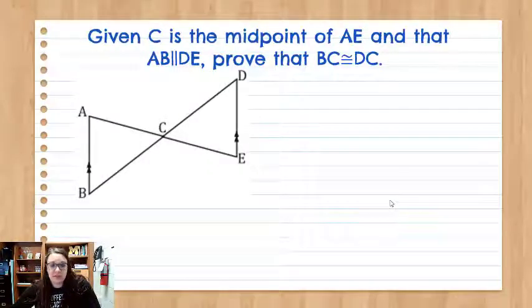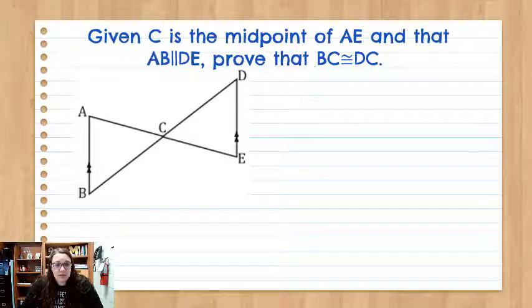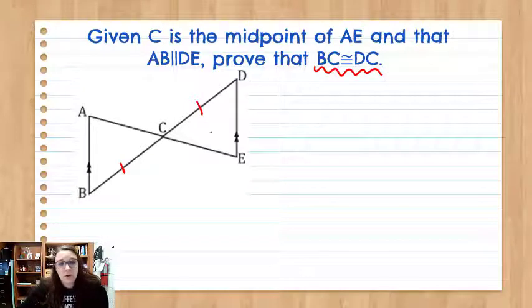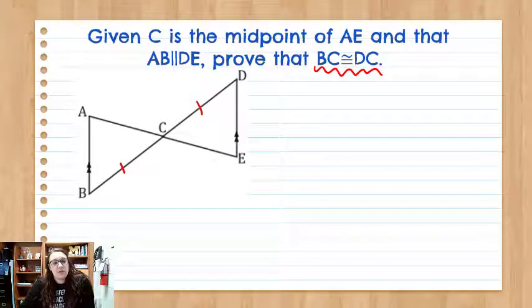The first one actually has some triangles in it. It says given C is the midpoint of AE and that AB is parallel to DE, prove that BC is congruent to DC. So what I like to do in my proof is I like to try to show what I want to prove first. So I am trying to prove this marking, and I think that if I can prove the 2 triangles are congruent, then I can say that those 2 sides are congruent because congruent parts of congruent triangles are congruent.